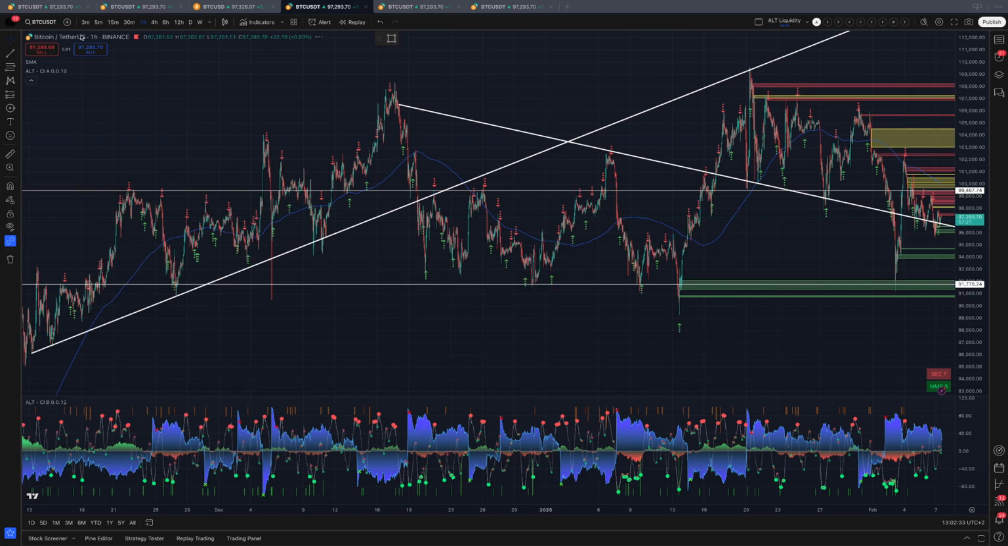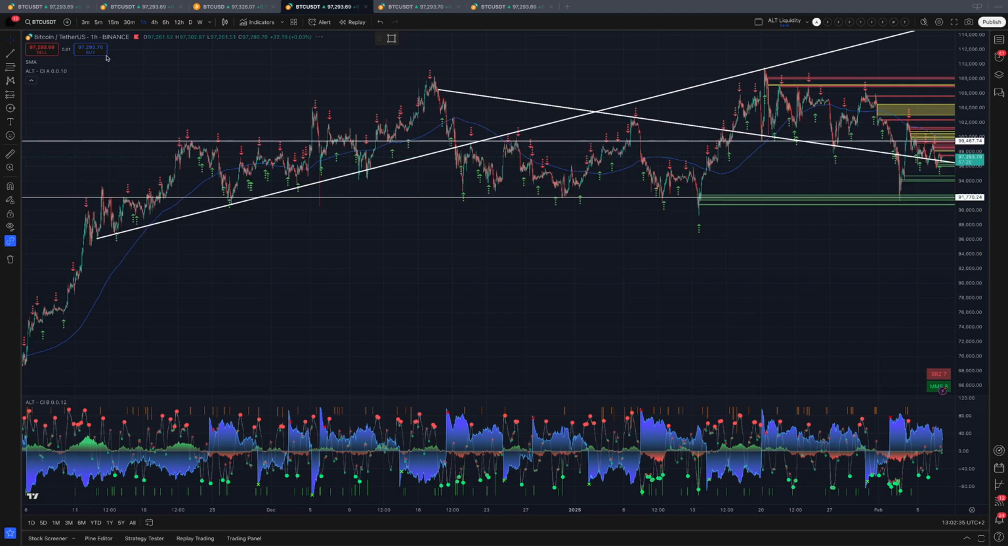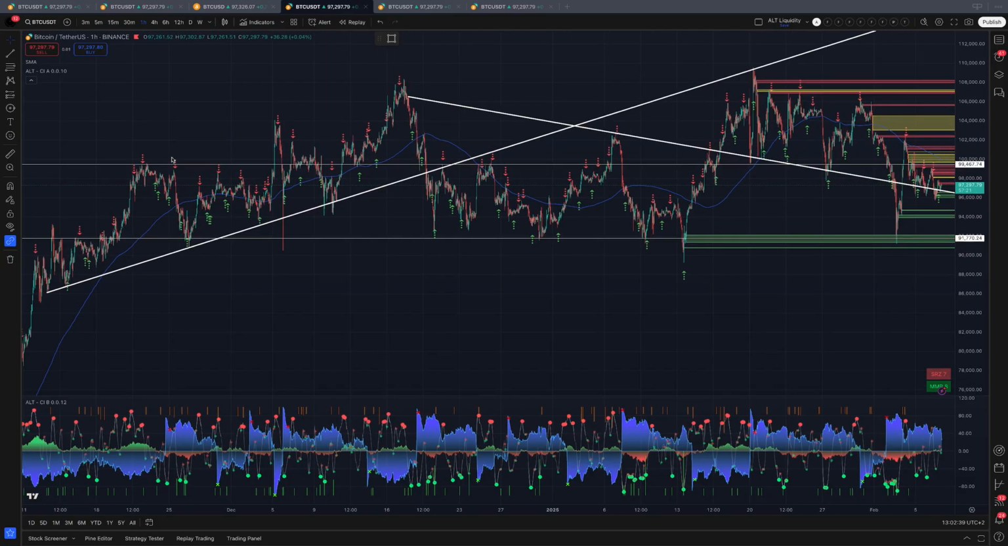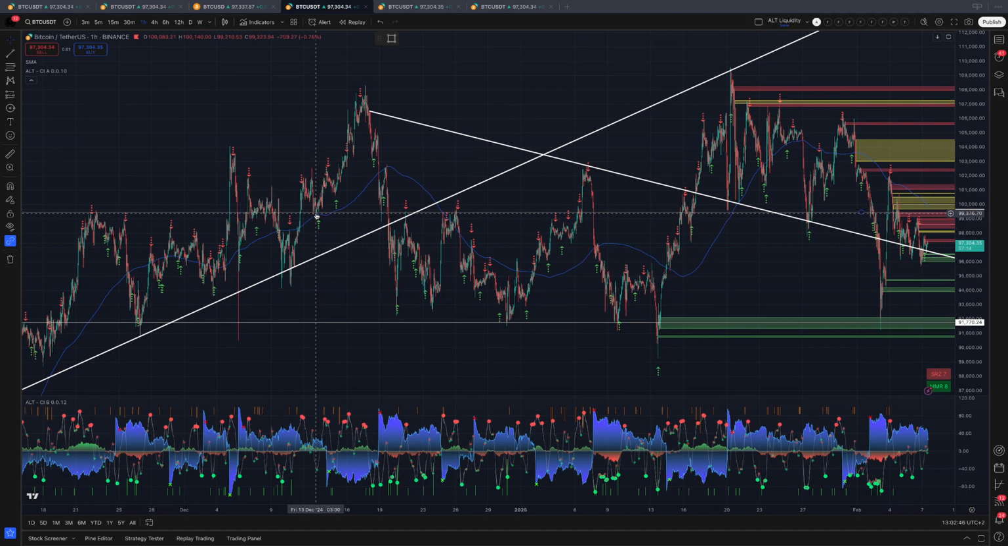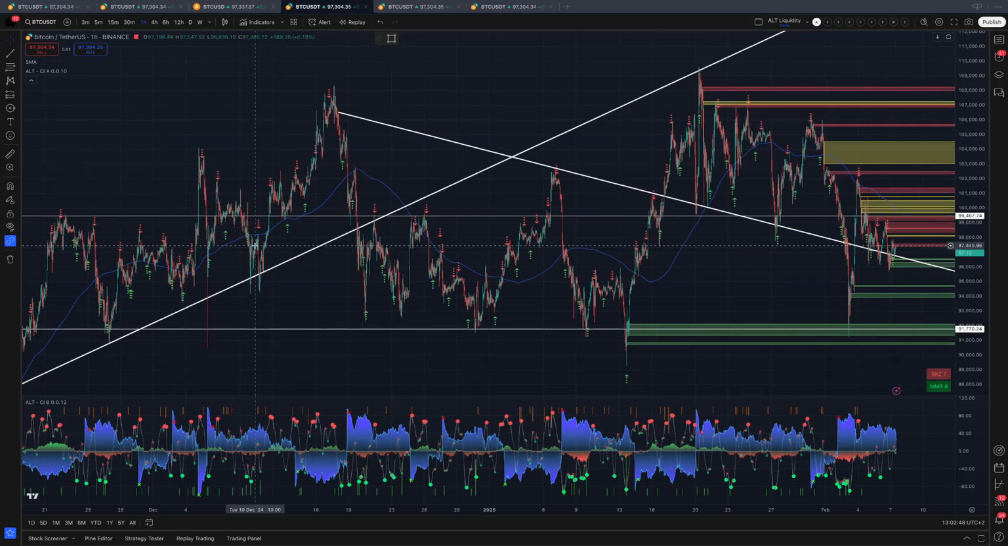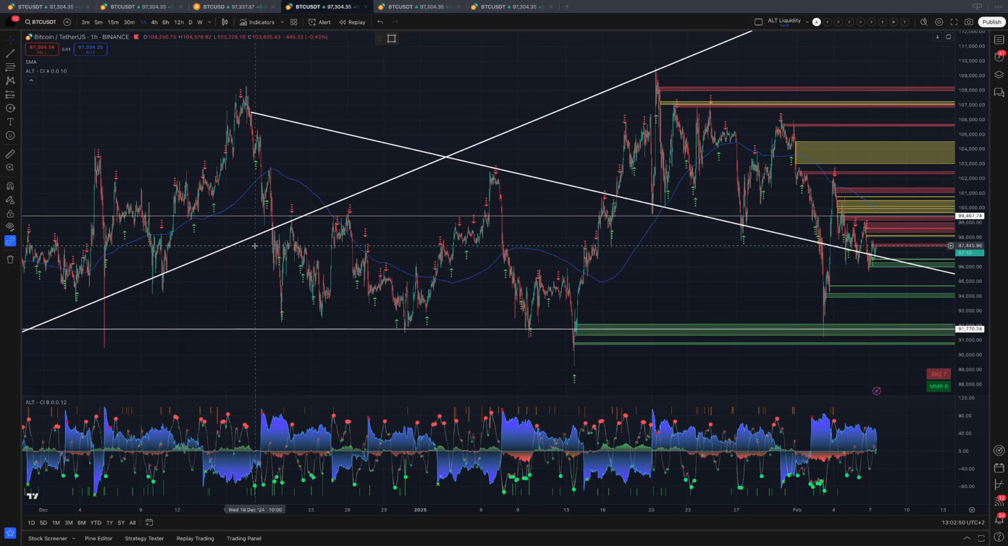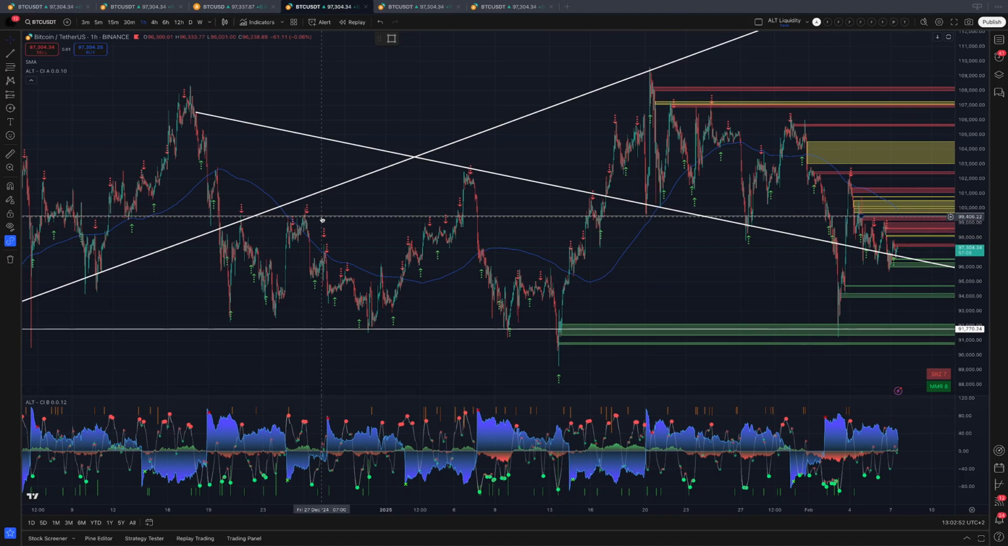And here on Bitcoin, 1 hour on Binance, that's the Bitcoin tether chart, 1 hour time frame on Binance, we know we have been ranging, if you guys have been following the space, between 110K and 90K for quite a few months since November. And this is where the liquidity bars really, really come into their own.